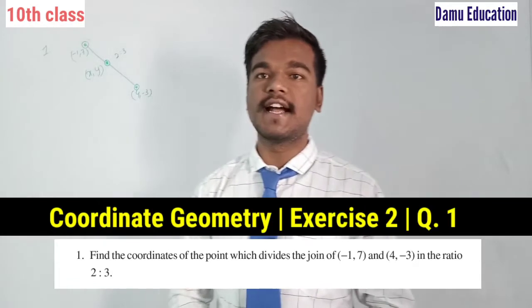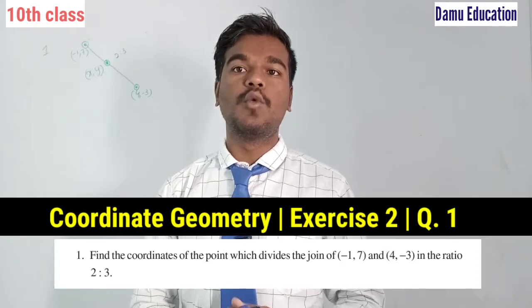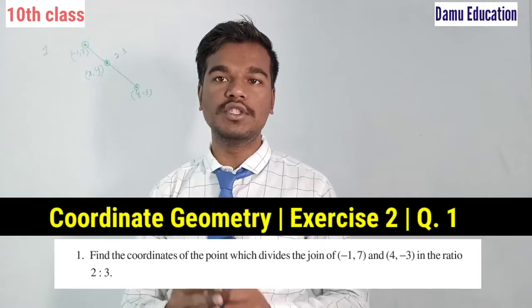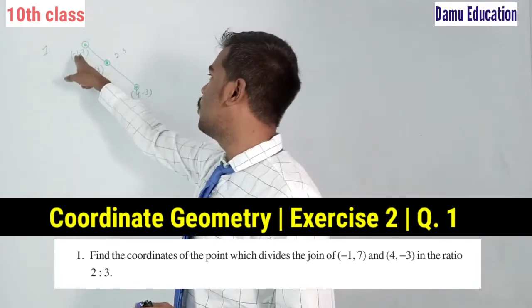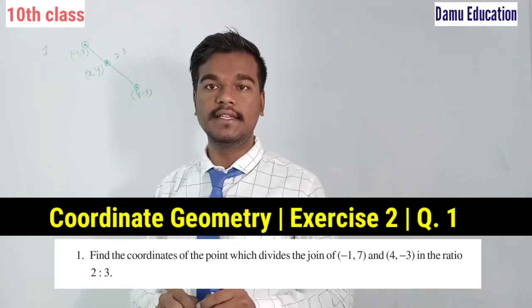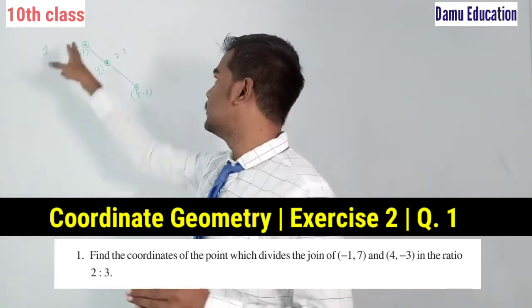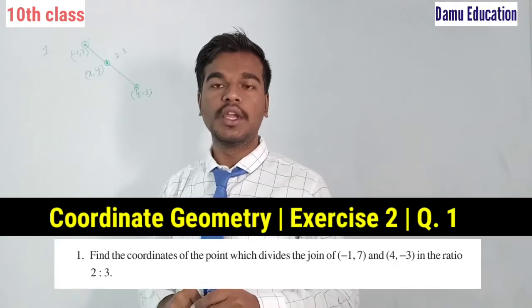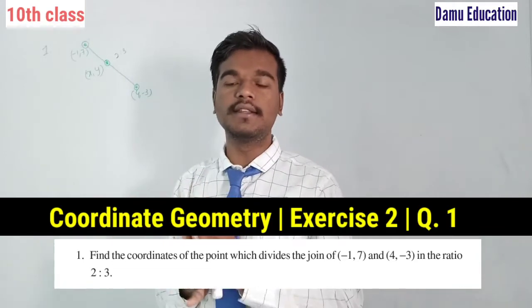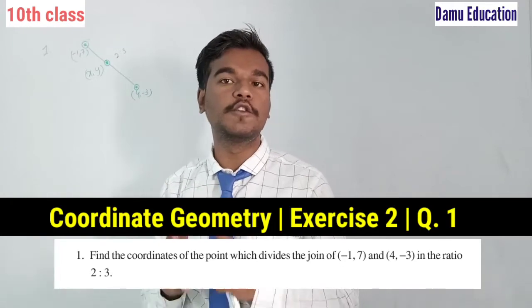So in this module, we are going to start our next exercise in coordinate geometry. That is second exercise, first question. What they are asking us: find the coordinate which divides the line joining the two coordinates, that is -1, 7 and 4, -3. If you join one line from those two coordinates, one point divides this line in the ratio 2:3, that is upper side 2 parts and lower side 3 parts. It divides the joining line of the other two coordinates in the manner of 2:3.